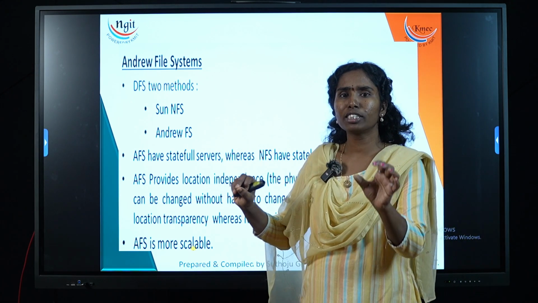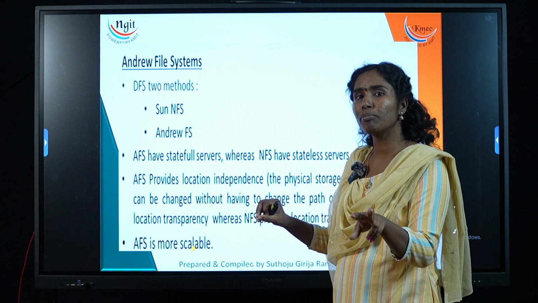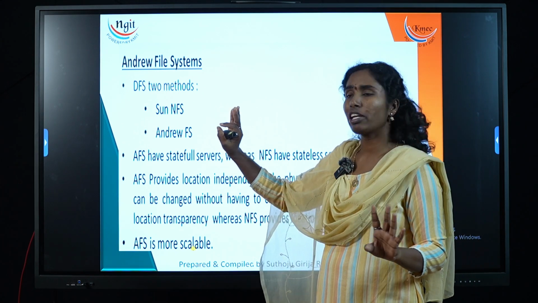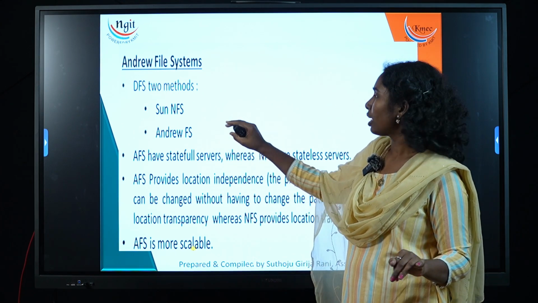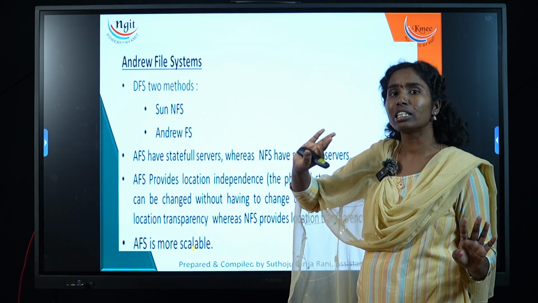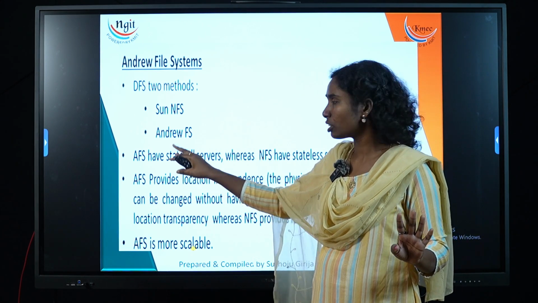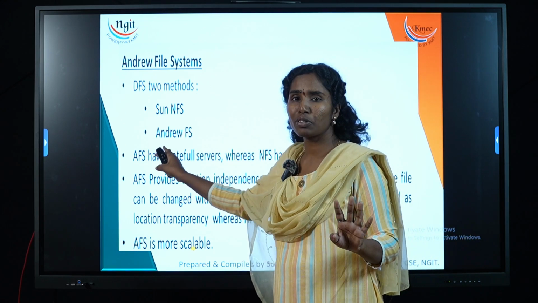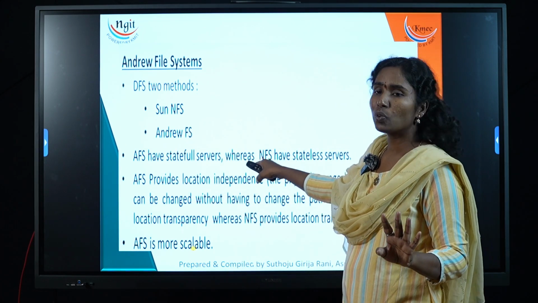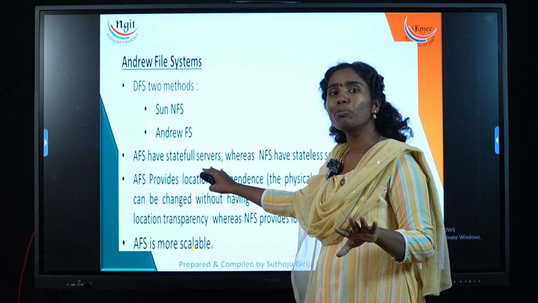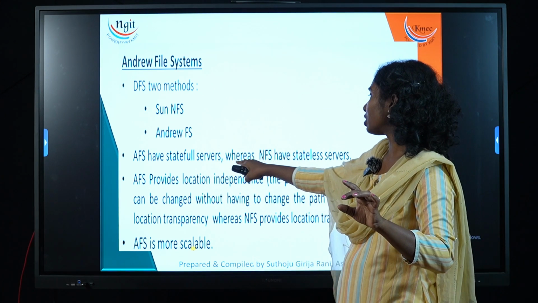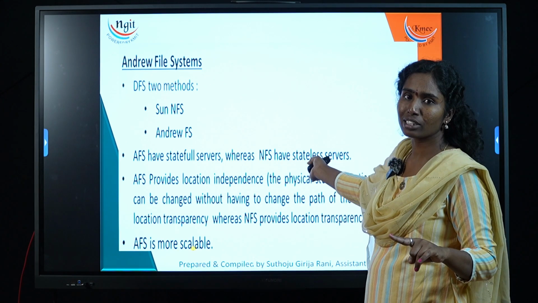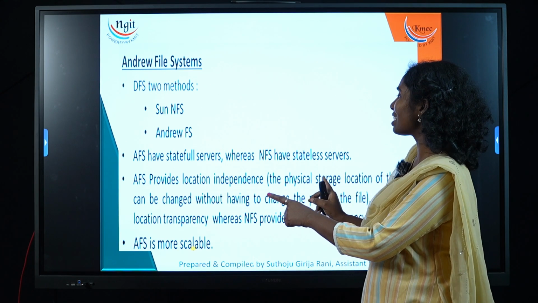Now, distributed file system has two main methods, that is NFS and the Andrew. So in the NFS, basic NFS, developed by Sun Microsystems, we have Sun NFS, which we have seen just now. Next one is the Andrew FS. So in the Andrew file system, we are going to maintain stateful servers, whereas NFS has stateless servers. This is the only difference we can see here.